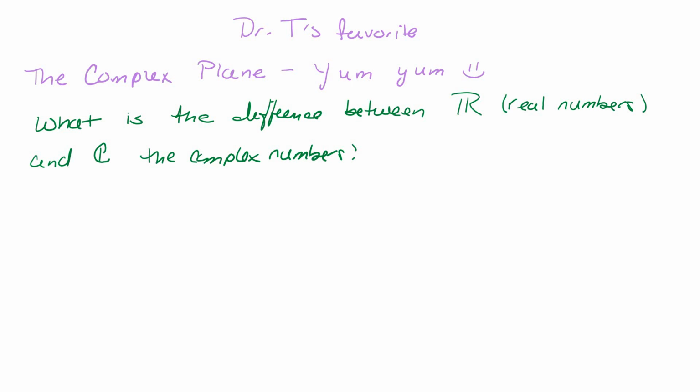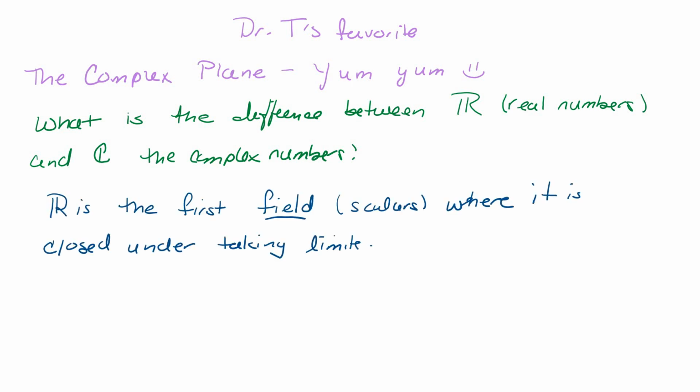So, some differences between the real numbers and the complex numbers. There's something called a field, and you're given this in David Lay's book. They talk about fields; the scalars come from a field. Fields are something that come from abstract algebra. Great class, by the way. If you want to take that class, it's awesome.